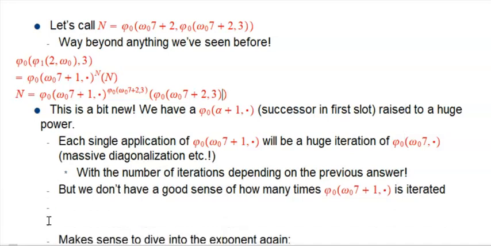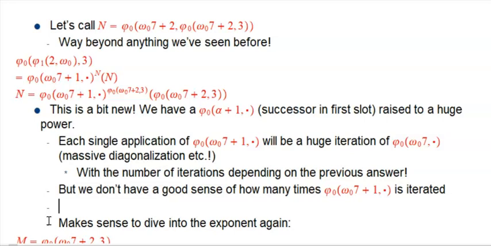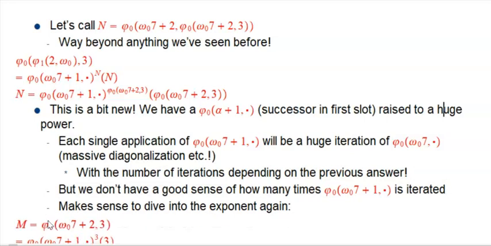Well, okay, we say we're iterating the phi naught 7 plus 1 function, which I was just saying is immensely powerful. But let's just focus on the single number, which is how many times that's iterated. Okay, so in other words, we're diving into the iteration exponent again. Not because it's the only thing that can make it big.